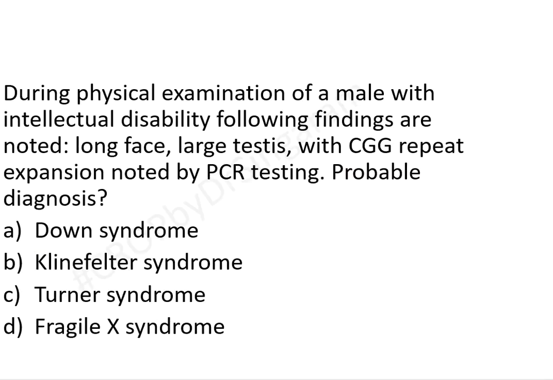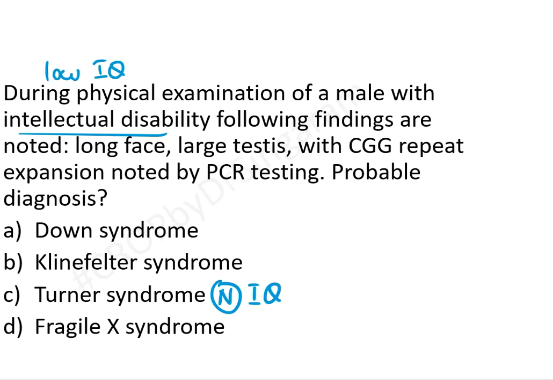During physical examination of a male with intellectual disability, following findings are noted. Long face, large testis with the CGG repeat expansion noted by PCR testing. What is the probable diagnosis? Remember, intellectual disability refers to the low IQ. It can be seen in many conditions, including the options like Down syndrome, Klinefelter syndrome, Fragile X syndrome. In Turner syndrome, it should be remembered that the patient usually has a normal IQ.